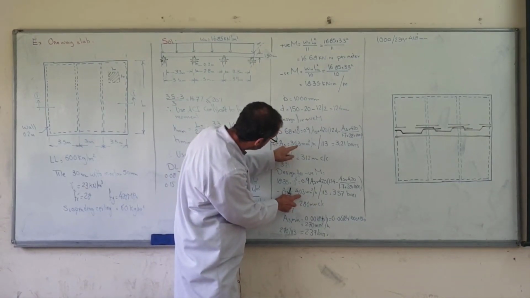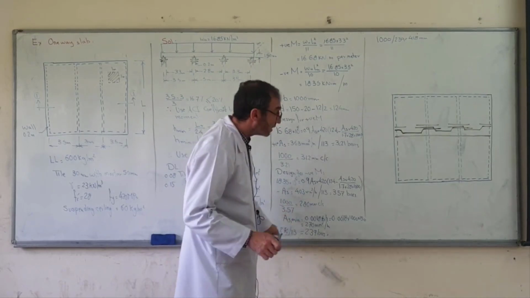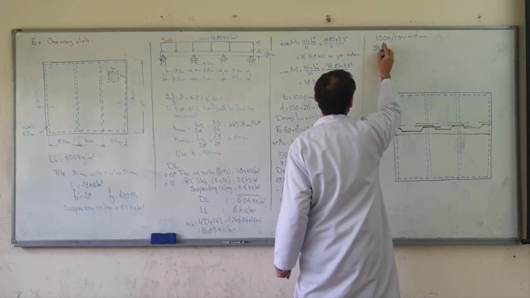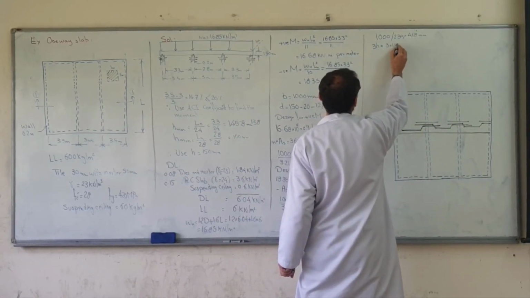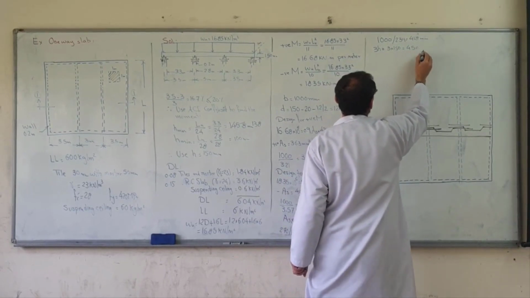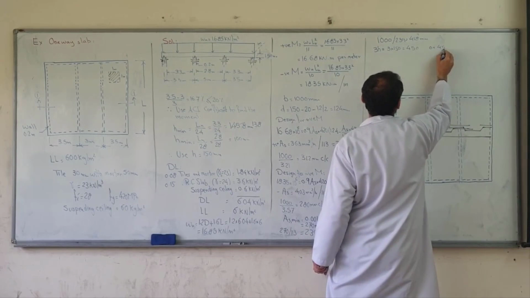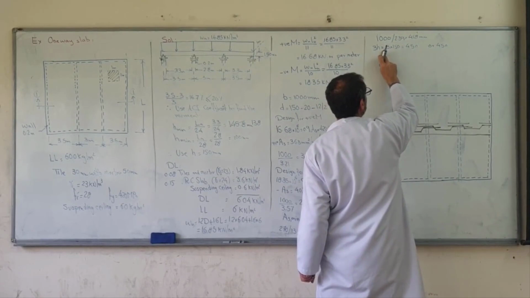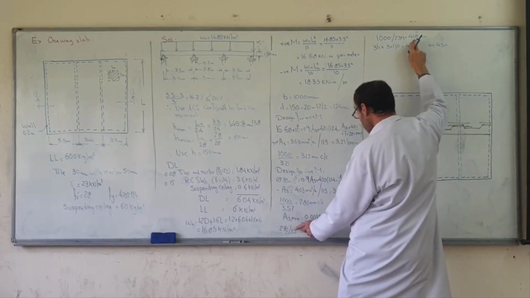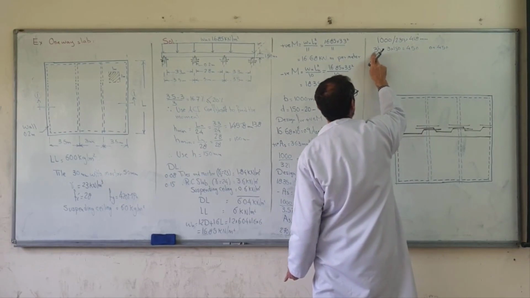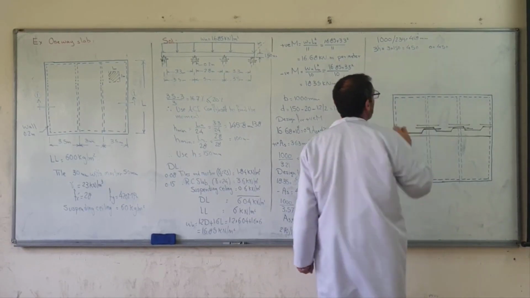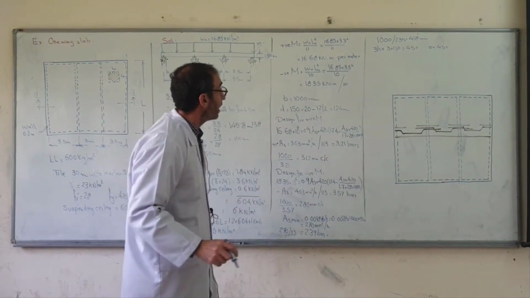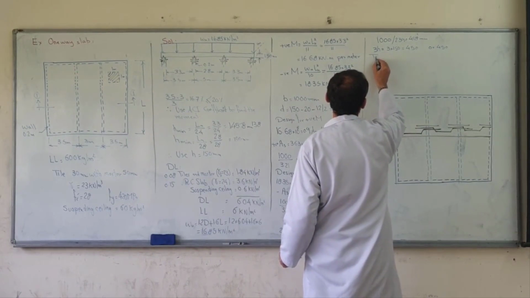Well, the maximum spacing is equal to 3h, 3 times 150 equals 450 millimeters. This is the maximum spacing. This distance depends on this area, while this distance depends on this criterion, 3h. So 408 is less than 450, which is fine. Now temperature reinforcement.